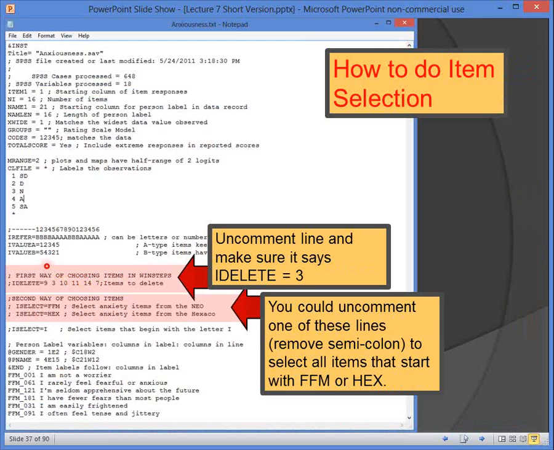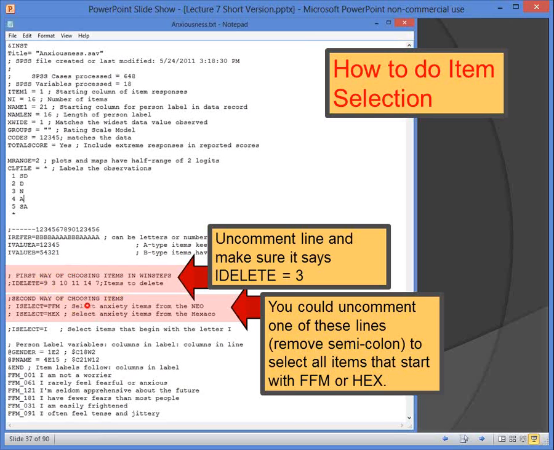So if you look at the command file, you'll see this line down here, iDelete equals, followed by a series of numbers. Each one of these numbers is an item. Remember, in WinSteps, everything after a semicolon is a comment. If you were to uncomment this line and run the file, then items 3, 9, 10, 11, 14, and 7 would be deleted from the analysis.